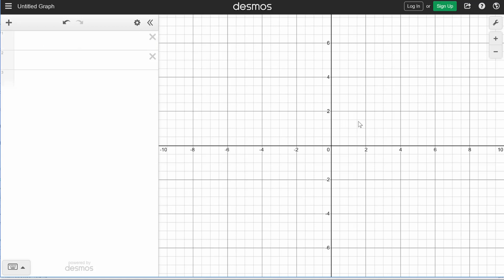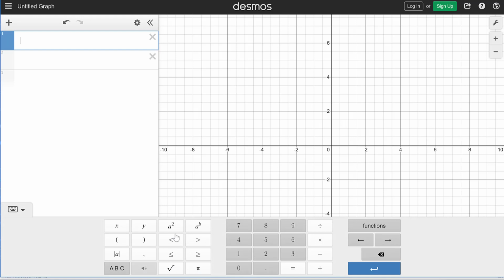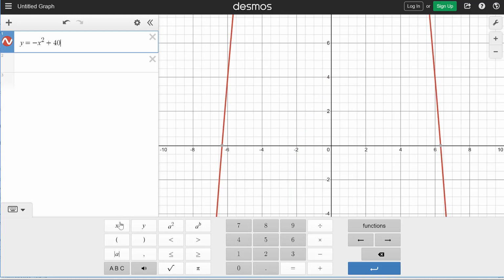And you might need to rescale the graph, but we can mess with that later. So I'm going to type y instead of R(x). I'm going to type y equals. I'm going to use this little keypad down here, or you could use your keyboard. Either way will work. So I'm going to type y equals negative x squared plus 40x. And that's going to be my revenue.